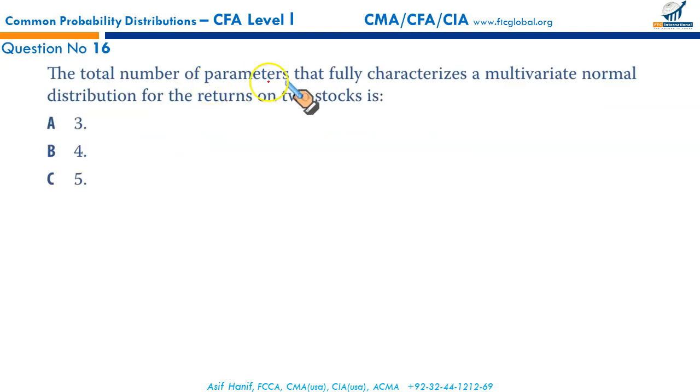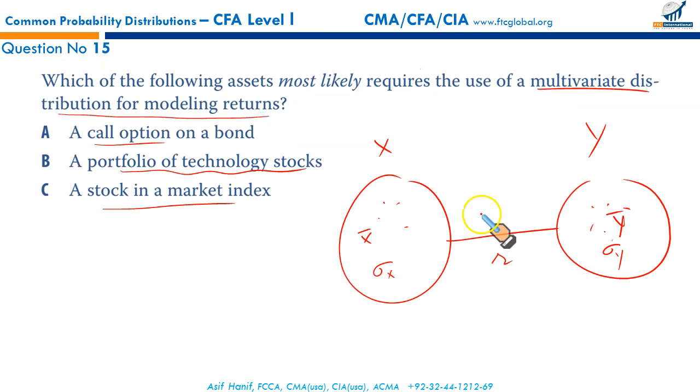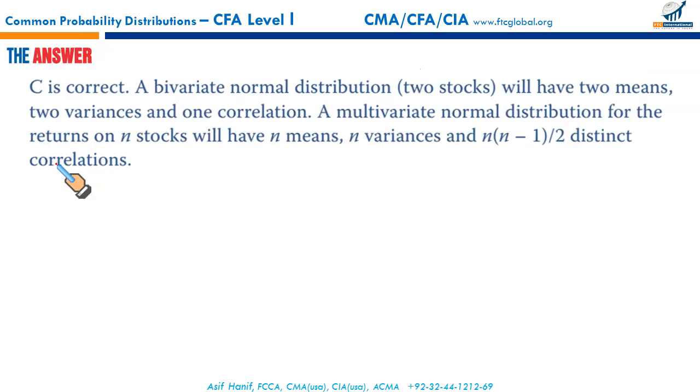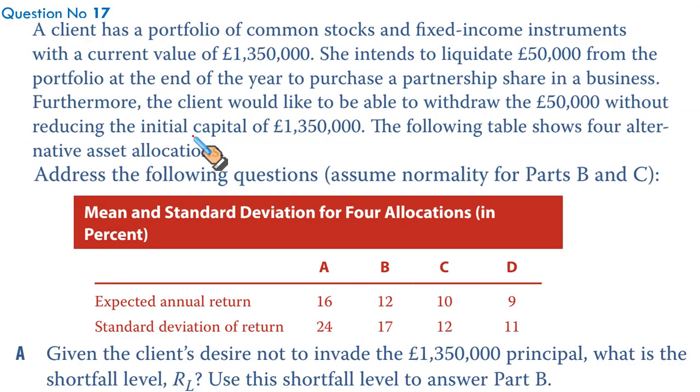Now, the total number of parameters that fully characterize the multivariate normal distribution for return on two stocks, that is the example I drew. The parameters here are the coefficient of correlation, the means of both, and the standard deviations. So that gives you a total of 5: 2 means, 2 standard deviations, and 1 coefficient of correlation. So a bivariate normal distribution will have 2 means, 2 variances, and 1 correlation between them, right? Alright, moving on to question number 17.